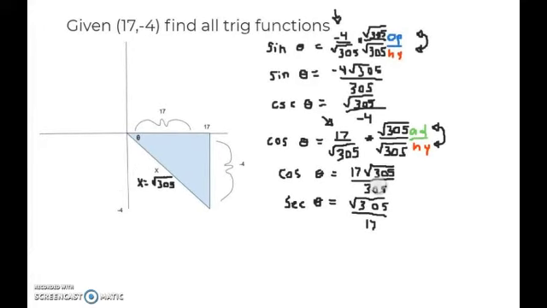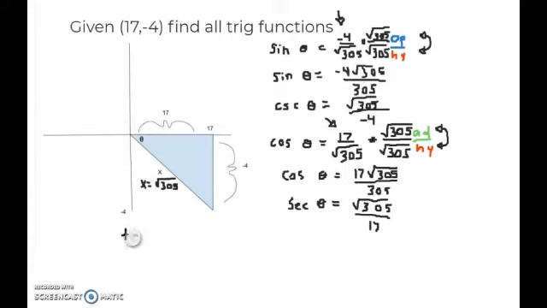Alright, so the final set that we're going to be finding is tangent and its reciprocal function. So tangent of theta equals opposite over adjacent, and that would be negative 4 over 17. And then the reciprocal of that would be adjacent over opposite, and that would be cotangent, and cotangent of theta would then equal 17 over negative 4.